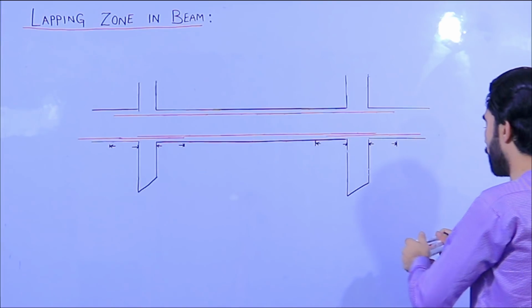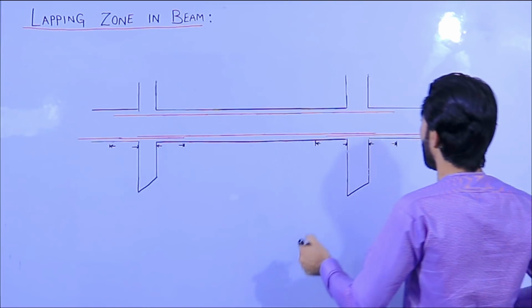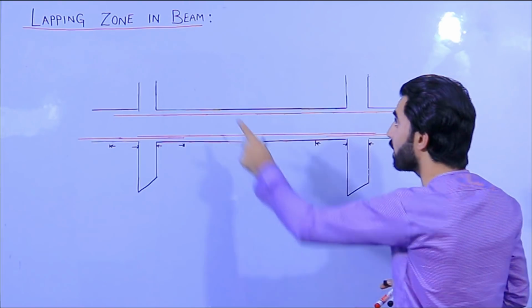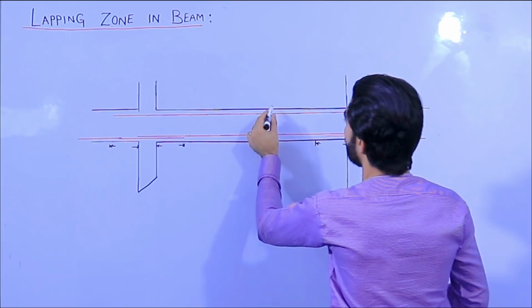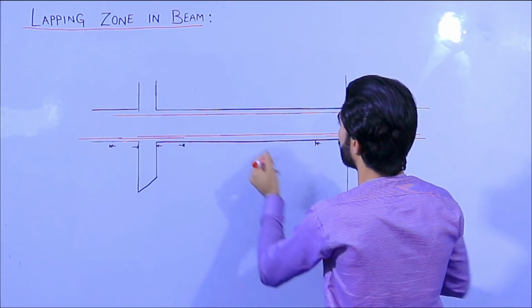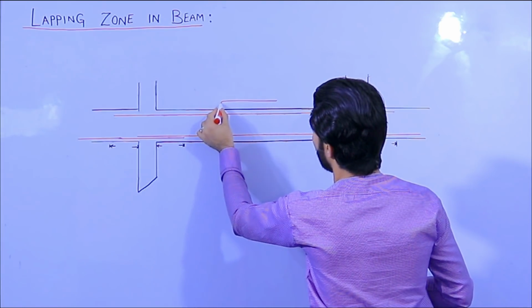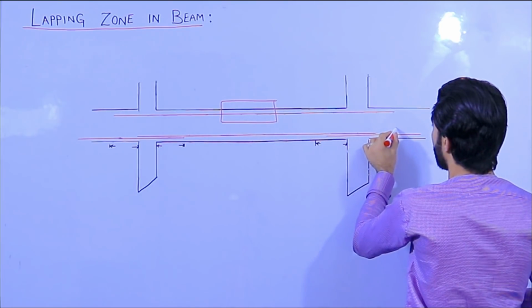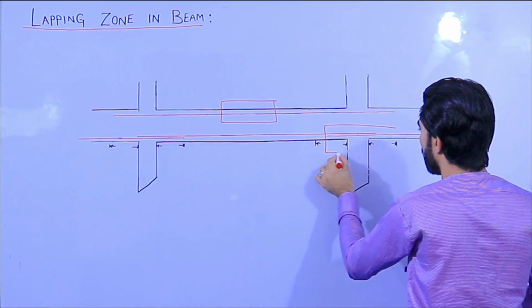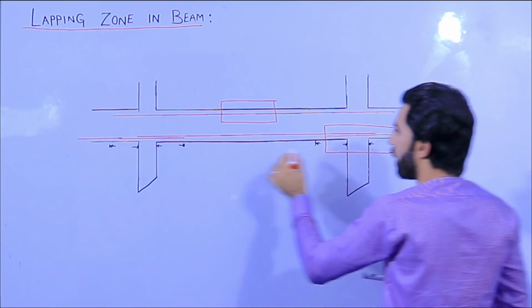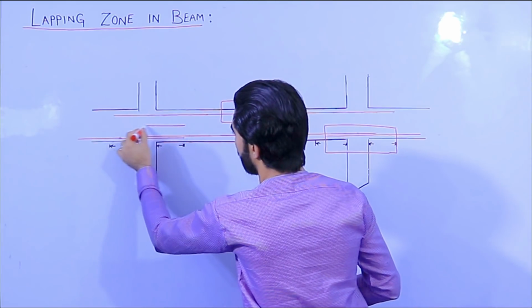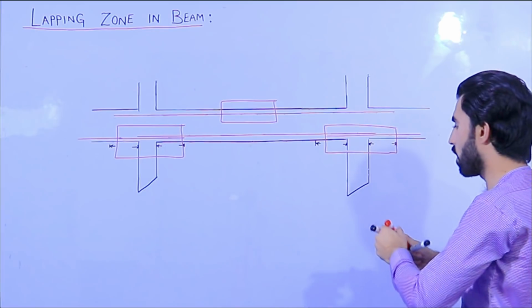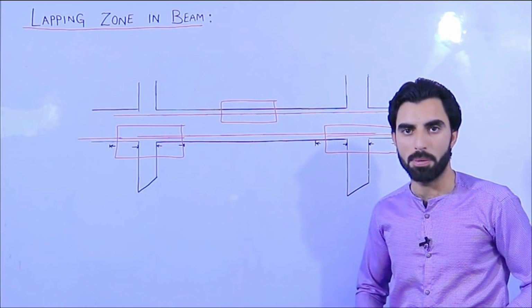So guys, here I will show you the places in which you can provide the lapping length. That is called the lapping zone. Here we have a place. The first one is this point, this is a lapping zone, and here you can see, this is the lapping zone, and also you can see, this is a lapping zone. Now I will also guide you why these are lapping zones.